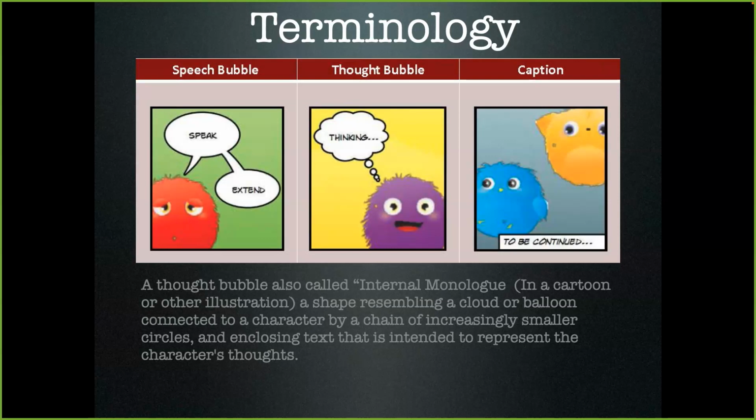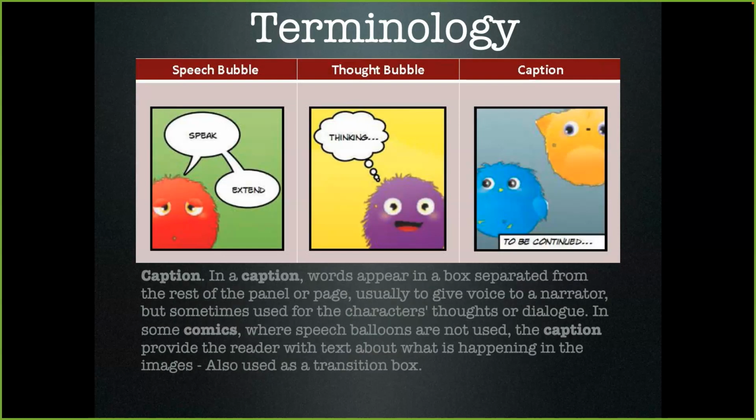The next one is called a thought bubble, or, well, in our case, we call it internal monologue. So, what am I thinking? A shape resembling a cloud or a balloon connected to the character by a chain of increasingly smaller circles. Rather than having an entire tail, we have all these little circles. And we enclose the text into that space, and it represents a character's thought.